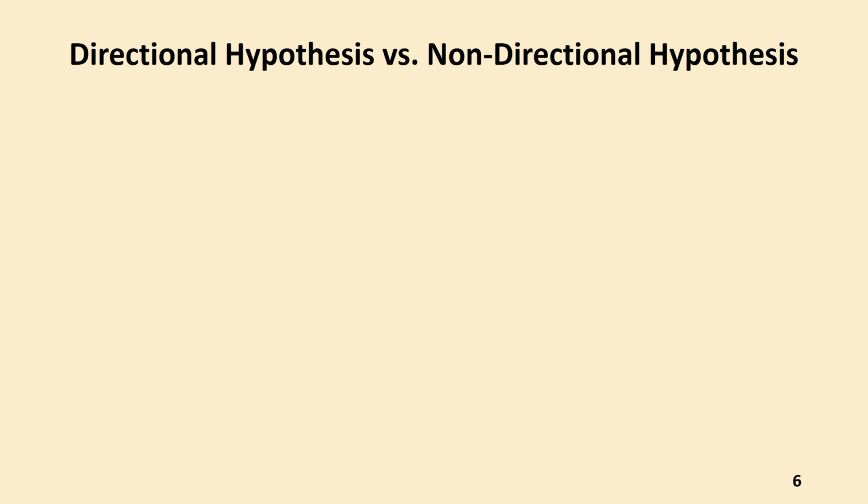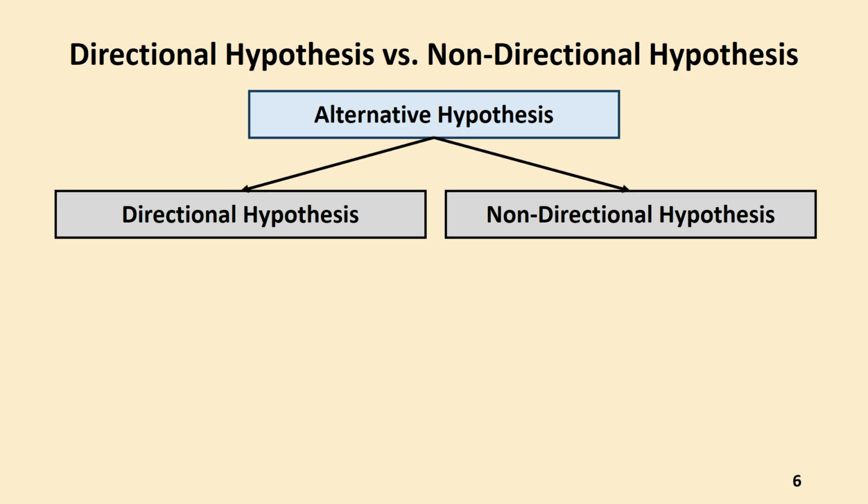Directional hypothesis versus non-directional hypothesis. This is also a very important kind of hypothesis, and as the name suggests, it is talking about some ways. Some ways means some direction. So let us see. Alternative hypotheses are basically classified into two major types: directional hypothesis and non-directional hypothesis.